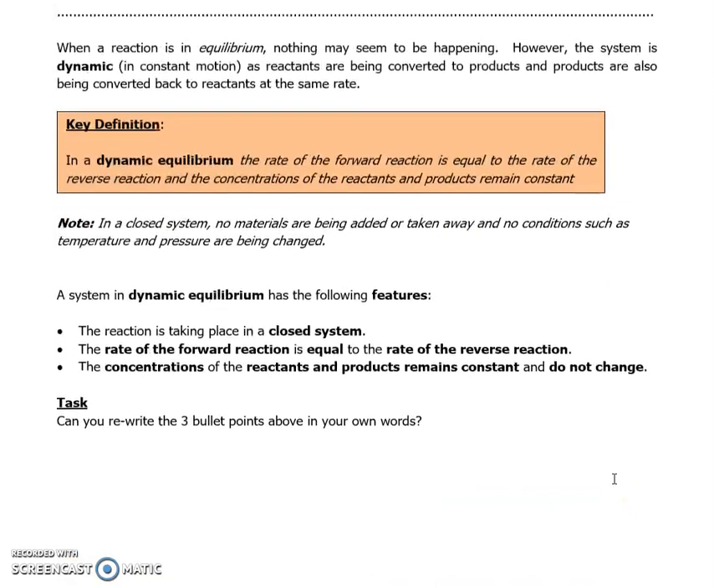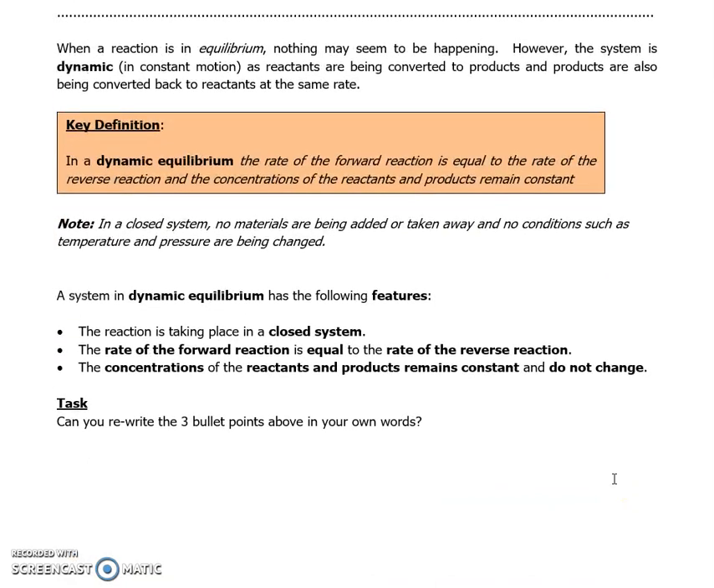So an equilibrium in a chemical reaction is classed as a dynamic equilibrium. Dynamic means that something is always occurring. It is the opposite of static. So dynamic means constant motion. In a dynamic equilibrium, the rate of the forward reaction is equal to the rate of the reverse reaction. And this means that the concentrations of the reactants and the products will remain the same.